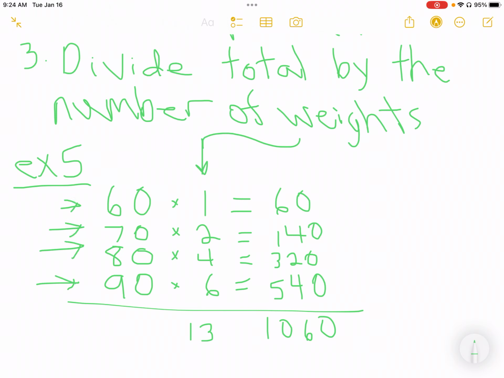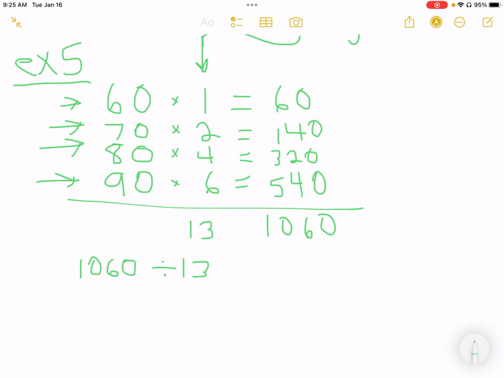Now, I want to go ahead and divide then. So I want to do 1060, and you guys have your calculator, right? So 1060, and I can divide it by 13. This would be like the average score, and that comes out to be 81.5. Okay, and that's it.